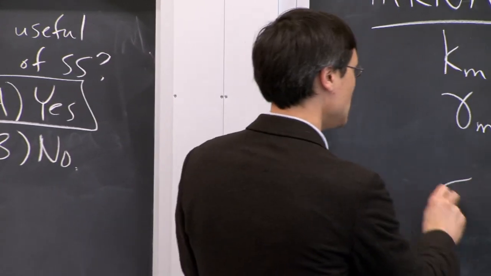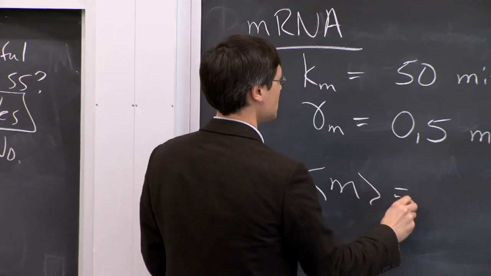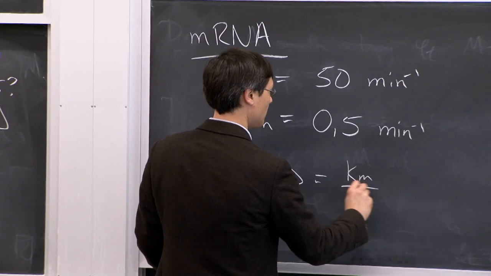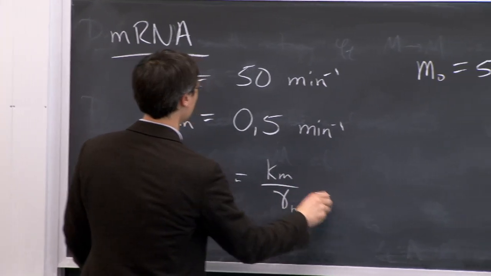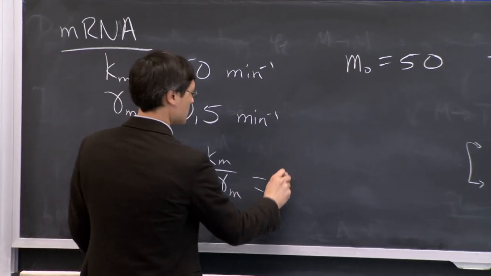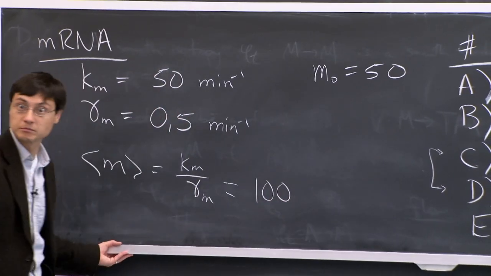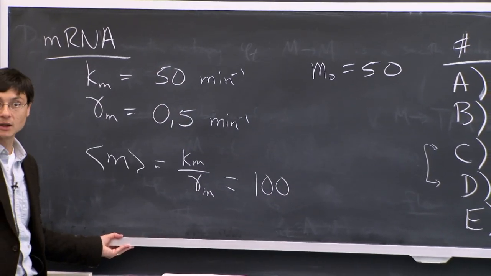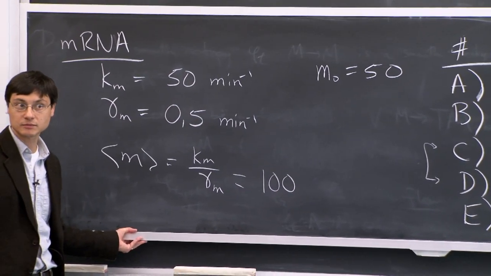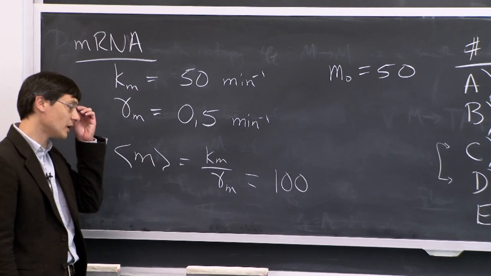Right, so the mean number of mRNA in this case will be km divided by gamma m, which is 50 divided by that. That gives us 100. Okay. Now, will it be exactly 100? No, it's going to be 100 plus or minus what? 10.